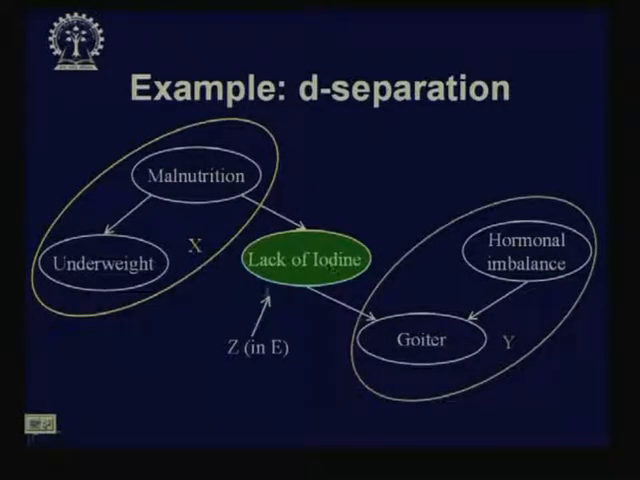This is the node which is in E, that I know, and that is a blocking node. So, there is one edge coming in, one edge going out. That is the first condition.